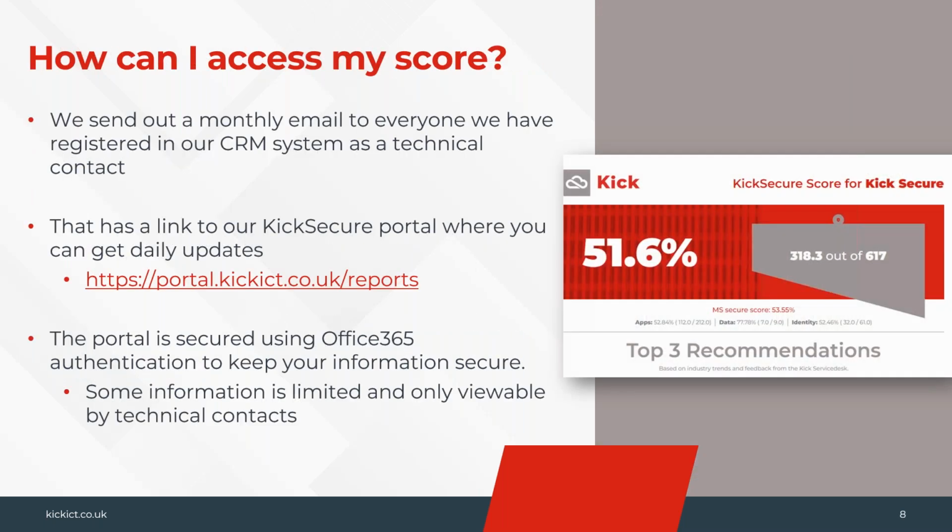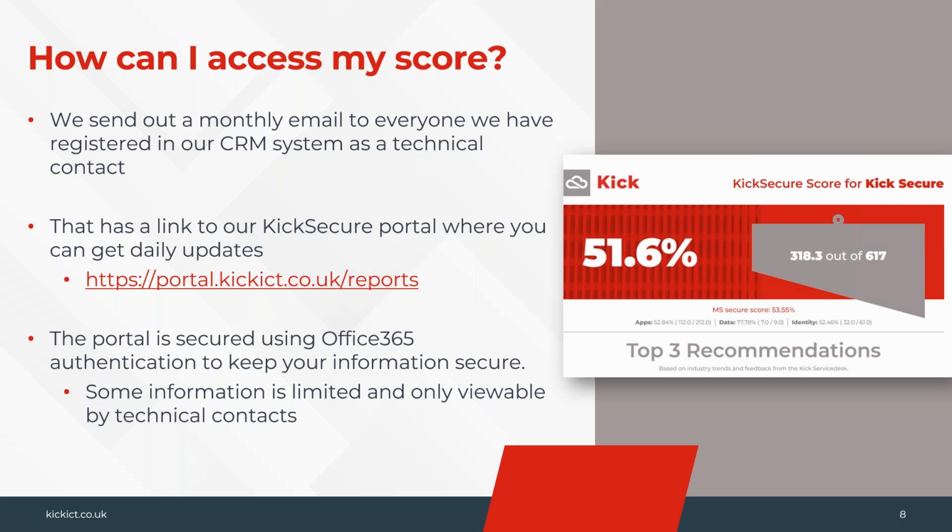So I've been talking about scores and mentioned the fact that you should all have had an email through. So how can you actually access the score? The emails we send out are based on a list from our CRM system. We have a system where we mark people as being technical contacts. So anyone who's a technical contact should be receiving the emails from us. If you're not, then come back to us. We can sort that for you. We can have the correct people added into the list.